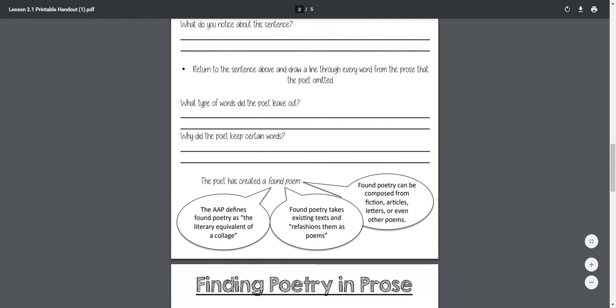Why did the poet keep certain words? I mean, that's going to be entirely your opinion, but you are looking for what's the point? Which words are the strongest? Which make the point? Now, once you look at Exhibit B to Exhibit A, which is going to be the poem that's based off of, that poem is called a found poem or found poetry. Found poetry is where you take an existing text and you pull out the words that are poetic. They form a poem.